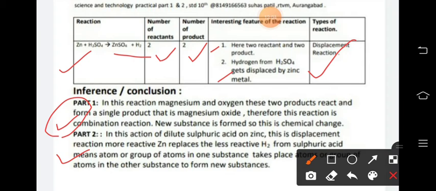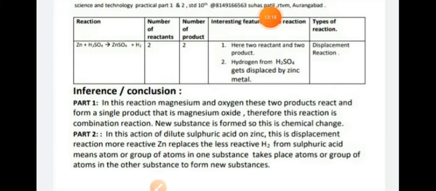more reactive zinc replaces the less reactive hydrogen from sulfuric acid, meaning an atom or group of atoms in one substance takes the place of atoms or group of atoms in the other substance to form new substances. We will go ahead with the video part of the same.